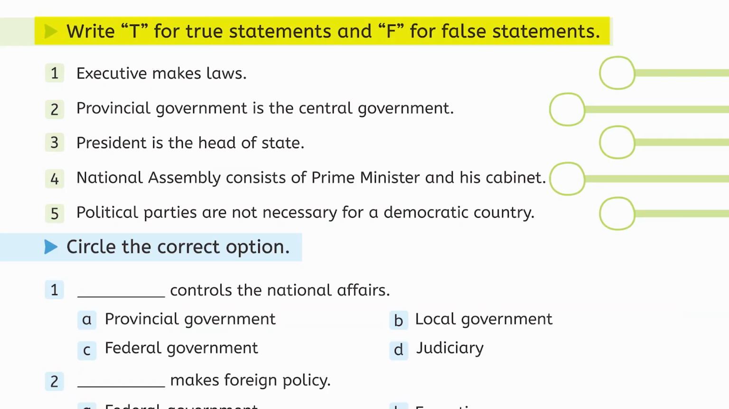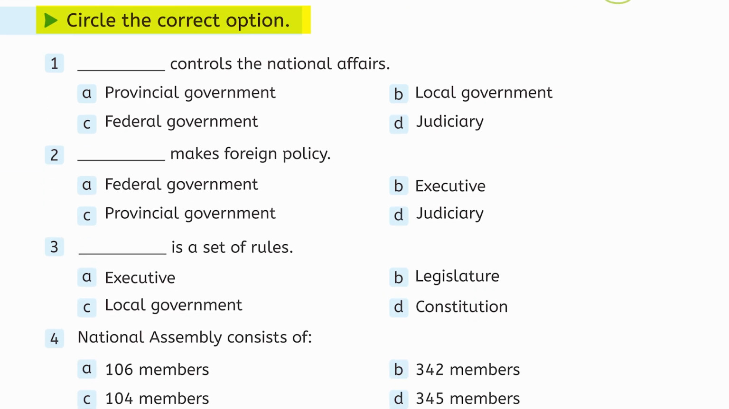Next, write T for true statements and F for false statements. Executive makes laws. False. Provincial government is the central government. False. President is the head of state. True. National Assembly consists of Prime Minister and his cabinet. True. Political parties are not necessary for a democratic country. False.